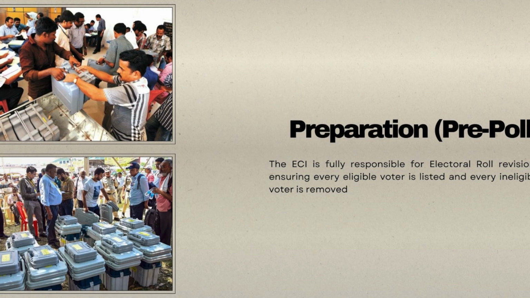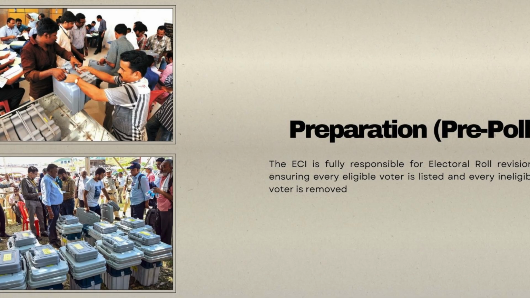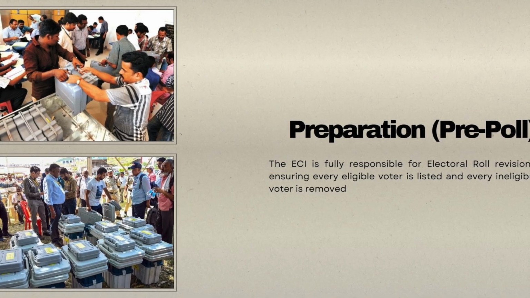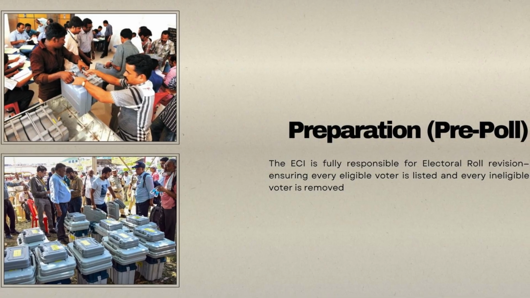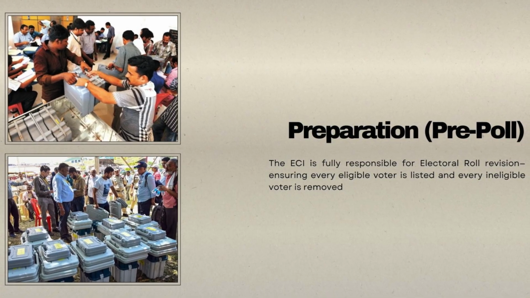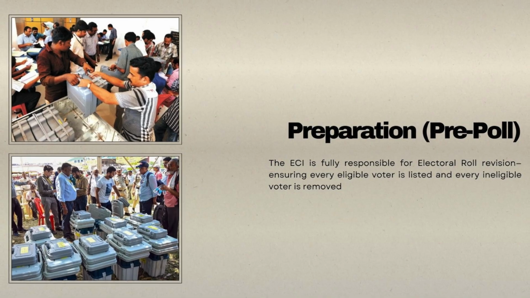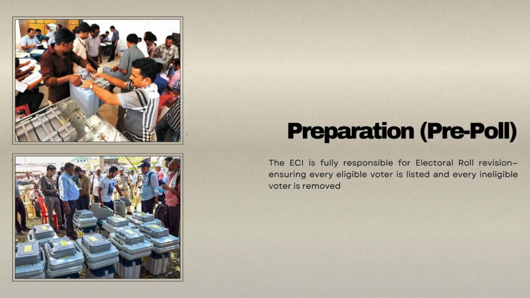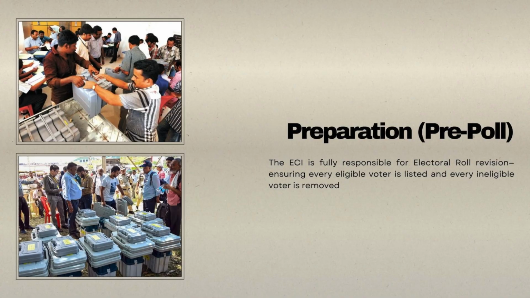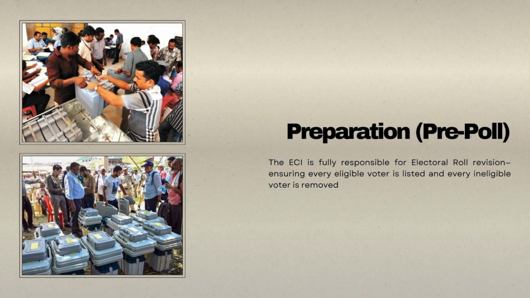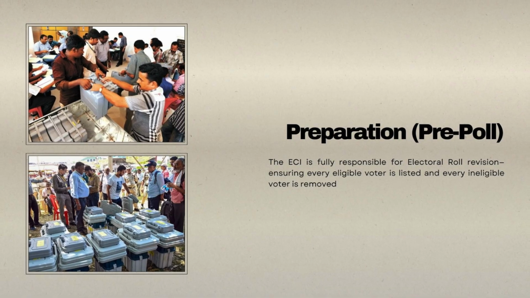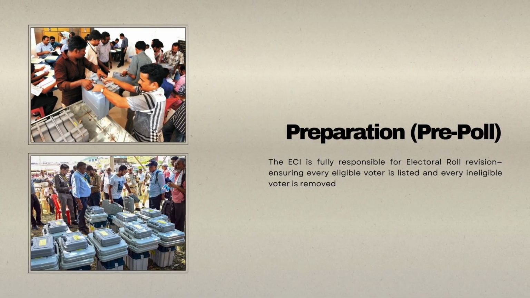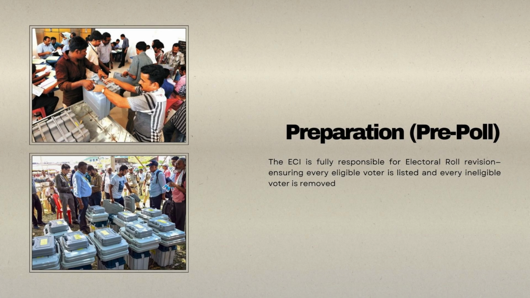The preparation phase is arguably the most crucial for social justice. The ECI is fully responsible for electoral roll revision. This function directly ensures equality of status and opportunity. It's a continuous fight against historical illiteracy barriers and infrastructure gaps that prevent vulnerable populations from enrolling. Concurrently, the ECI manages the nomination process, scrutinizing candidate affidavits to uphold transparency and legal compliance.